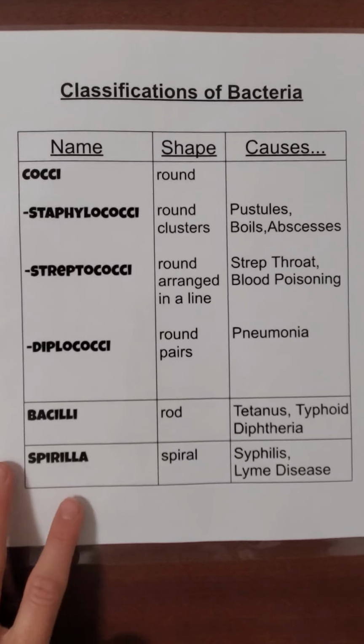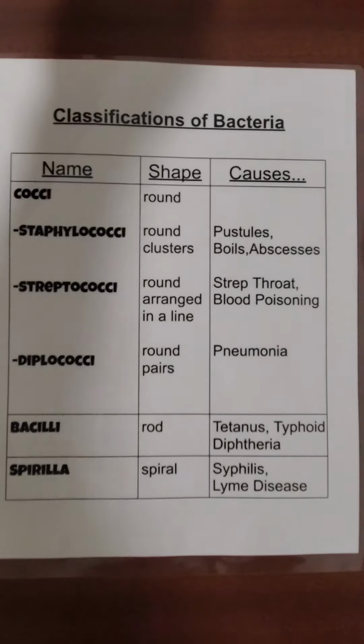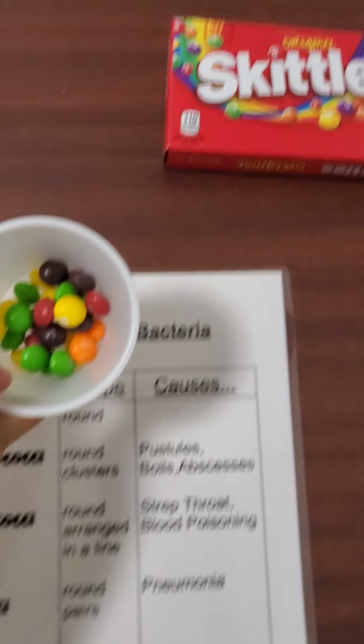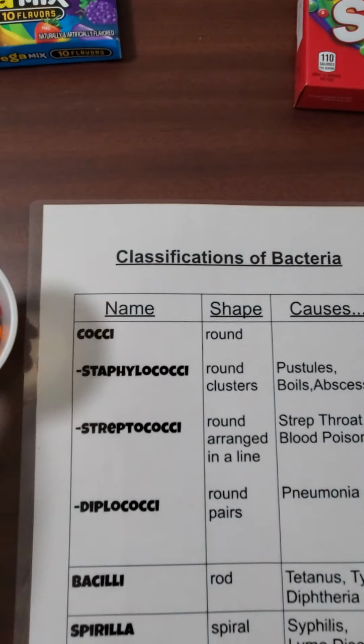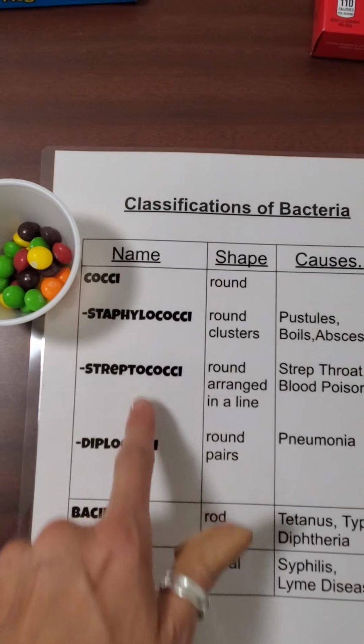Okay, I'm going to break it down, and I'm going to bring in some candy, some fun into this. So, we have first our Skittles. Skittles is going to represent our cocci. It is round, and it can be organized in three different ways.